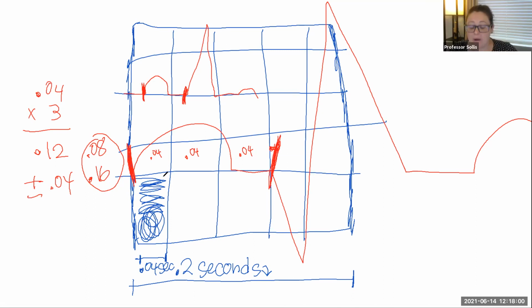Yeah. So if we wanted to, we could take this further and say, this is my PR interval, and this is my QRS here. And we could do 1, 2, 3.5 if we wanted to. And we could do 0.04 times 3.5, which will give me 0.14. But see, that will still get me within that range.